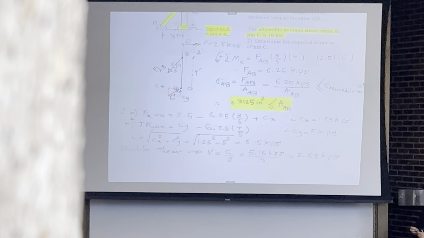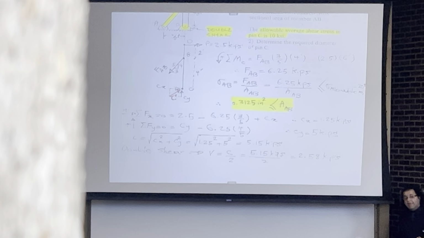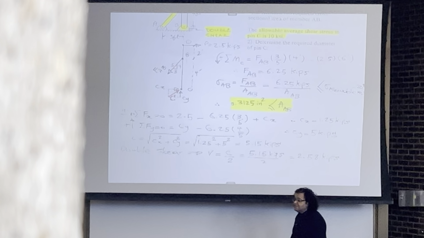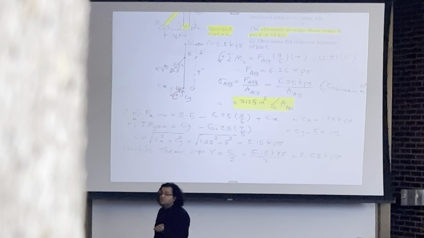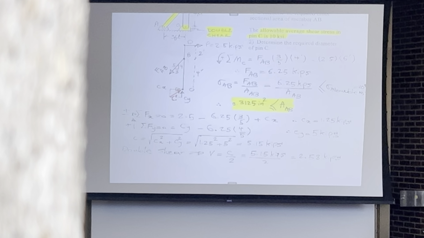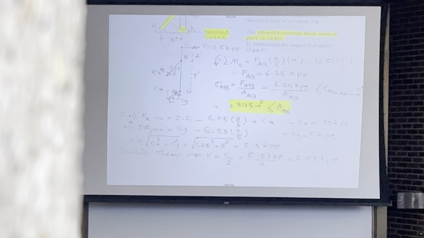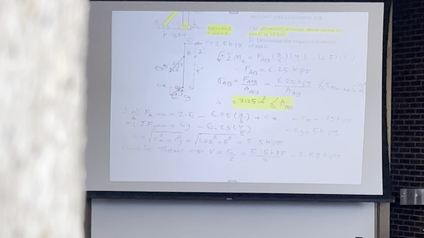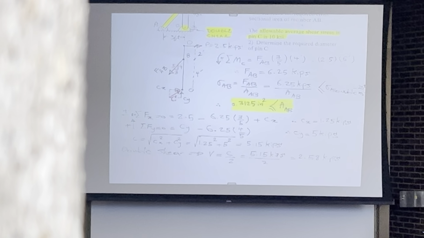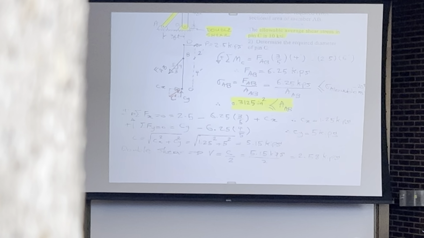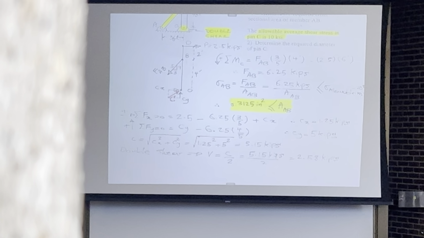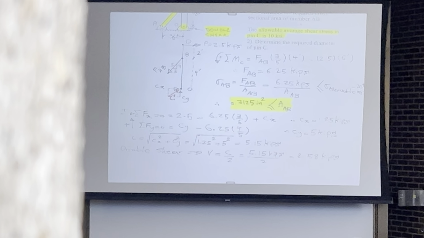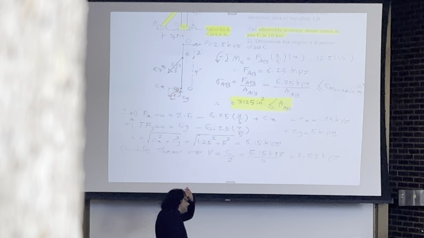So now we have analyzed. This process is called analysis in engineering design. You calculate the amount of force that is going to be supported by the pin. So that pin should support 2.58 kips of shear force. This is what we know from our analysis. Now it's time to design. So how can we design?